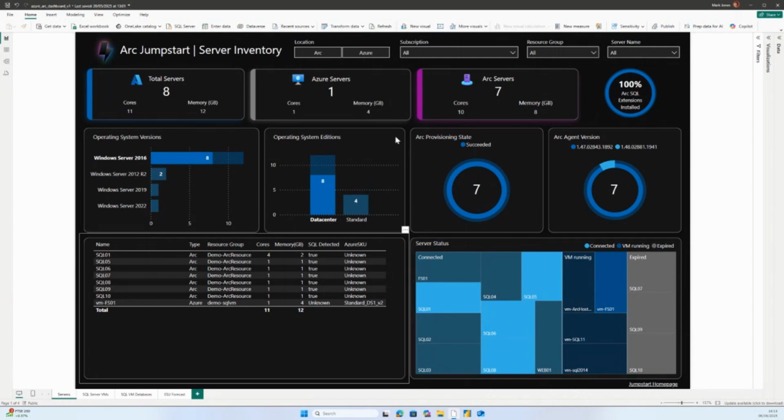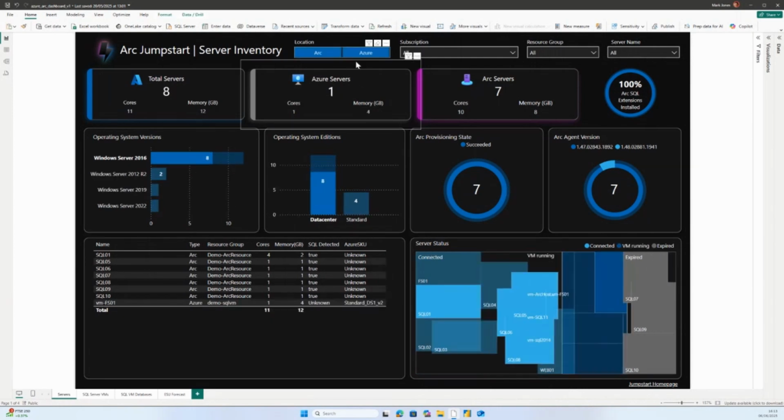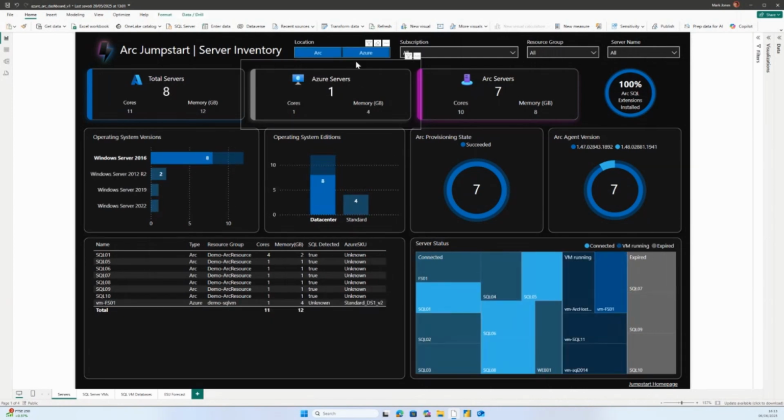It really helps you, and you've got a bunch of filters along the top, and these are across every dashboard to help you understand exactly where your estate is. But it becomes that easy to start answering what used to be really, really difficult questions.